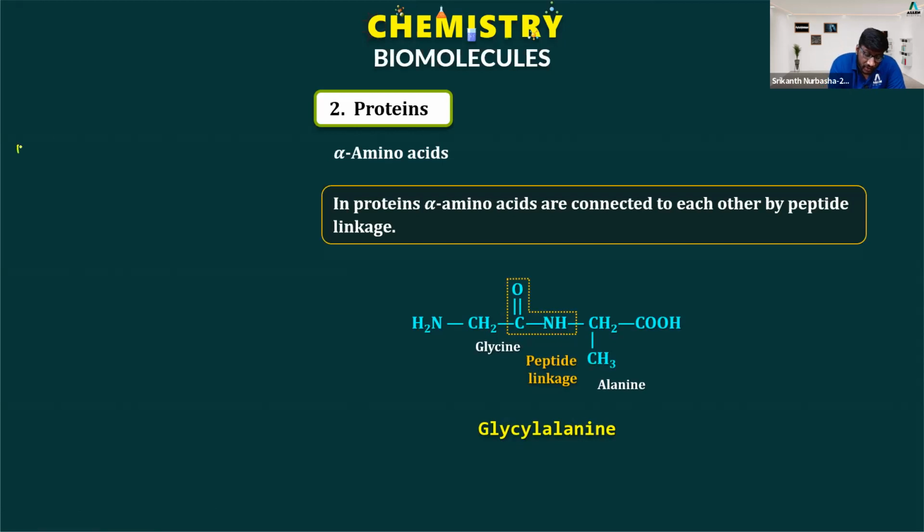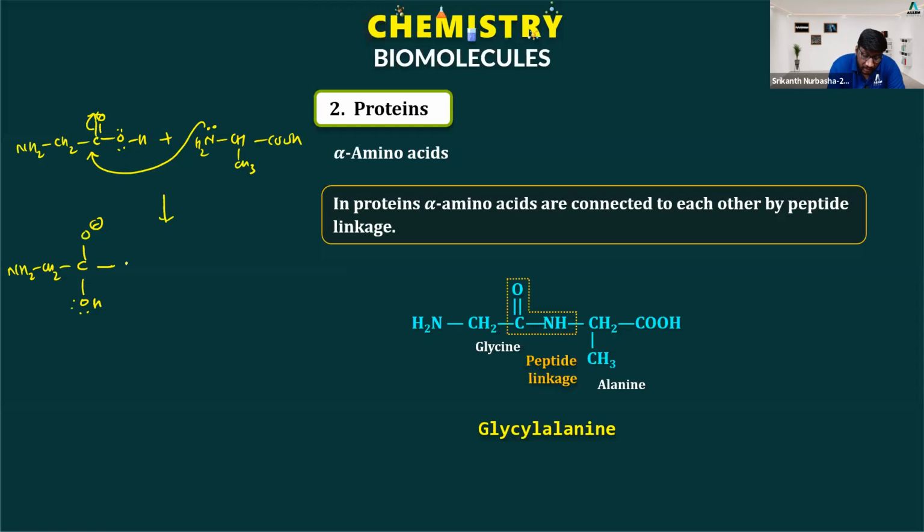How is this going to happen? NH2, CH2, C double bond OH reacting with NH2, CH, CH3, COOH. Can I say the lone pair of electrons on nitrogen can attack this electrophilic carbon, and the pi electrons of the C double bond move away? As they move away, you will have NH2, CH2, carbon with a single bond to oxygen bearing a negative charge, and the OH group present as it is. Nitrogen will have two NH bonds as it is, and nitrogen will have a positive charge. Also, nitrogen is connected to the carbon, CH, CH3, COOH. The negatively charged oxygen can now pick up this proton or not.